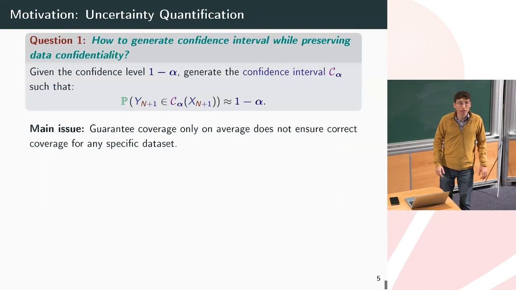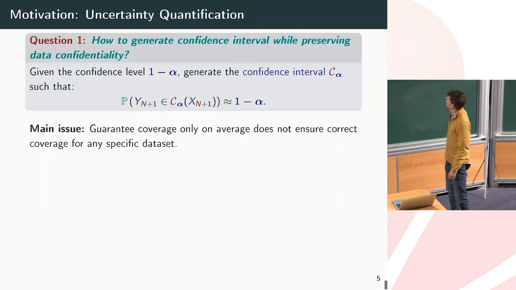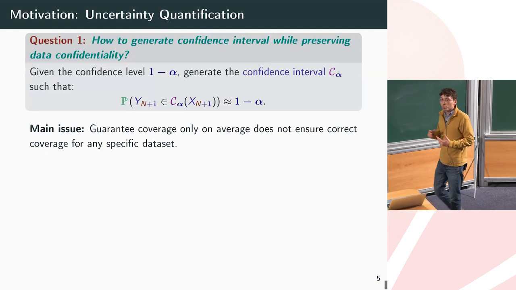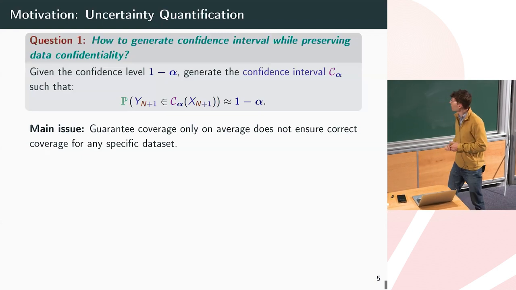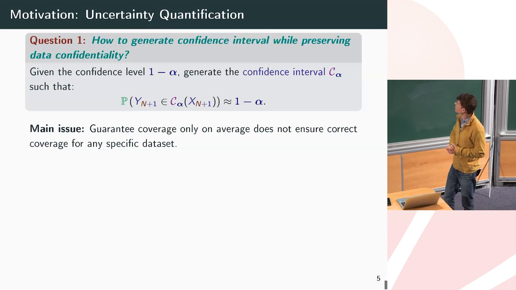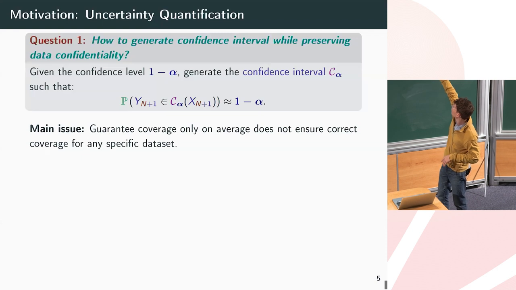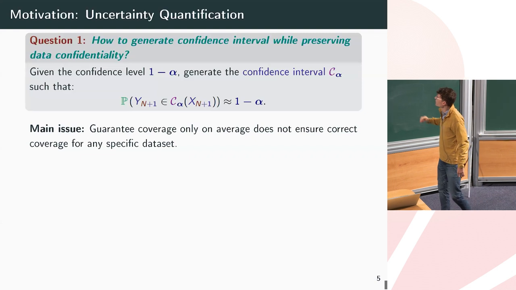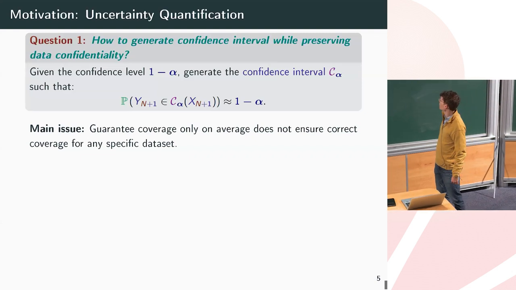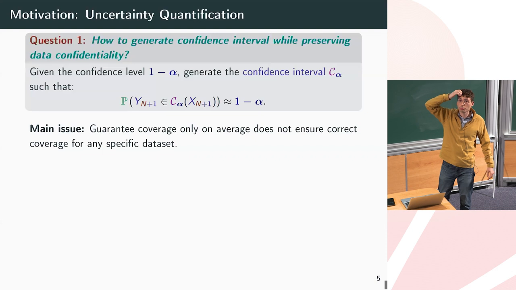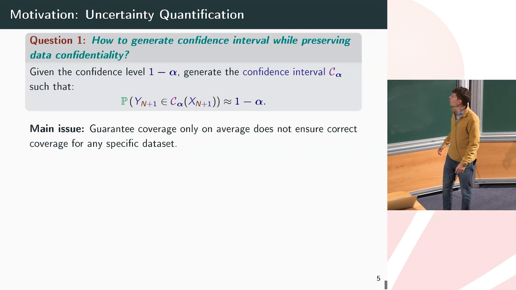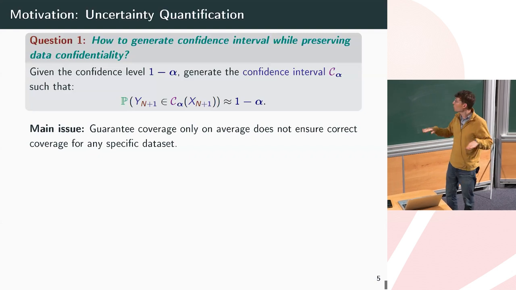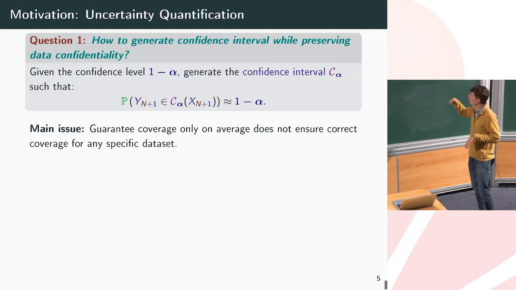So it will be oriented by two central questions. In the first part, we will try to answer how to generate a confidence interval while respecting all the constraints of federated learning. So the purpose is to create a confidence, not an interval generally, but a confidence set, C alpha, that is likely to contain the true output, Y, given an input X. For example, X can be an image, Y can be its associated label, and the user will fix a confidence level 1 minus alpha. So it is an average condition.